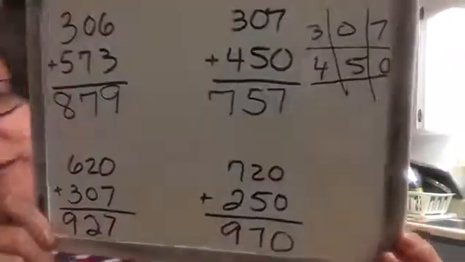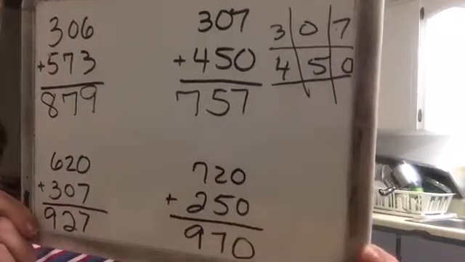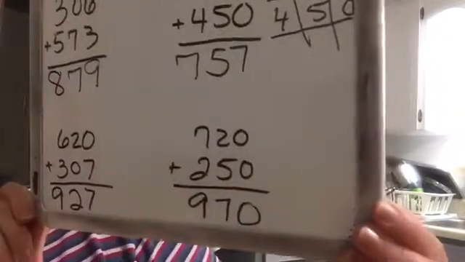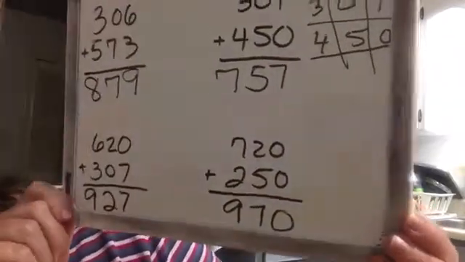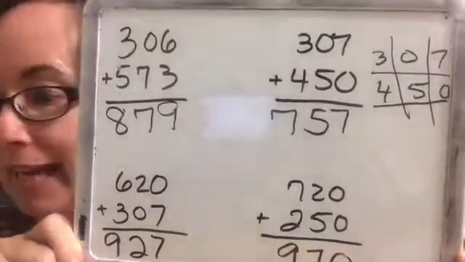There they are. 879, 757, 927, and 970. And that is our little lesson 3 on adding larger numbers.